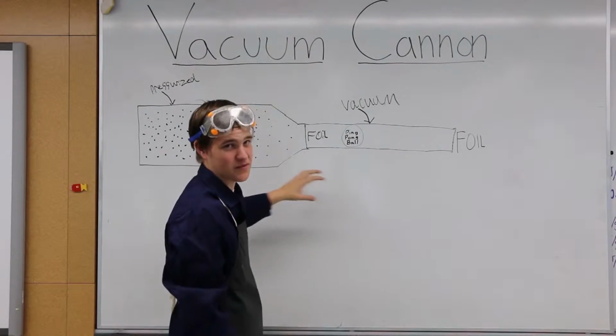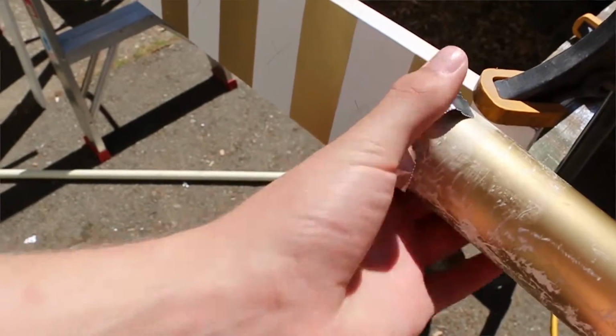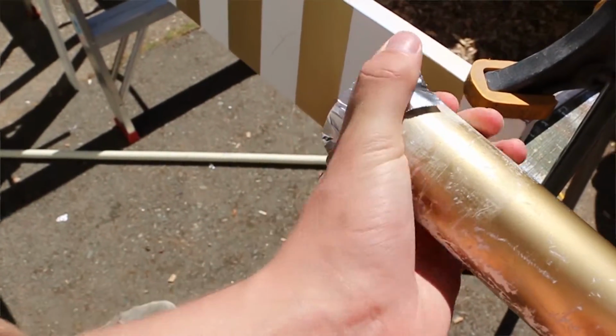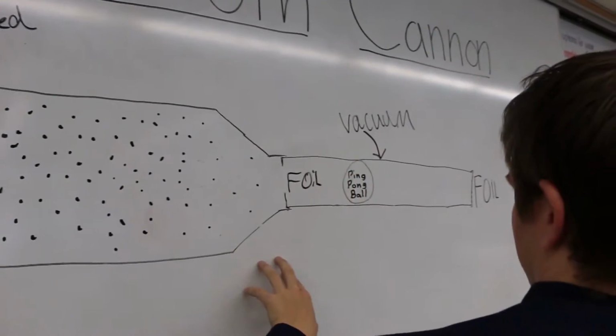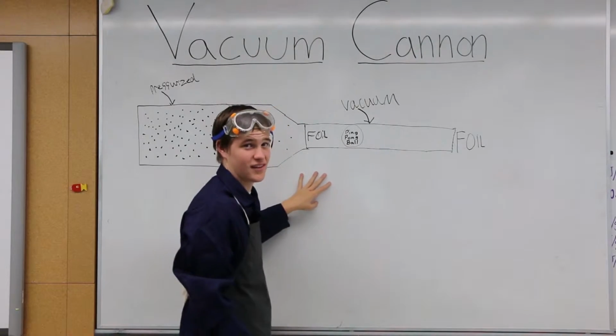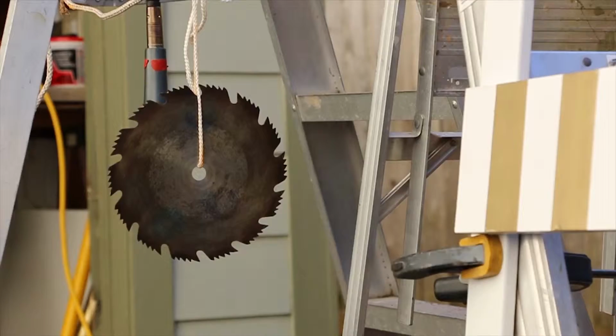If we can create a big enough difference in pressure using enough layers of foil so they don't break as easily, we can propel our projectile past Mach 1, at supersonic speed.